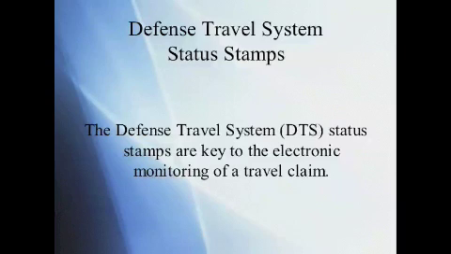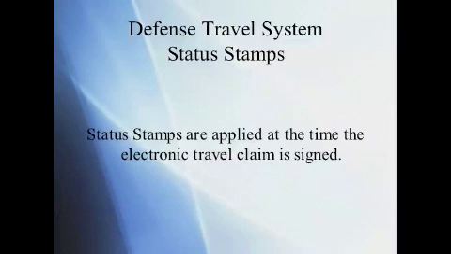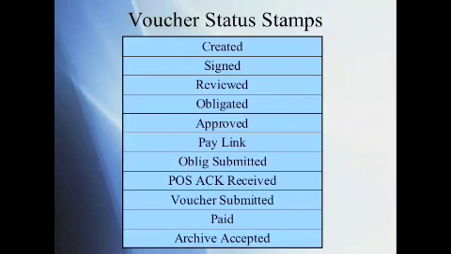The Defense Travel System Status Stamps. The Defense Travel System Status Stamps are key to the electronic monitoring of a travel claim. Status stamps are applied at the time the electronic travel claim is signed. These are the 11 normal status stamps that you should see on your electronic voucher within the DTS system.